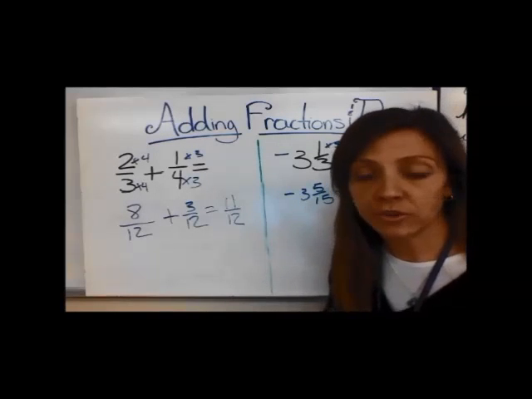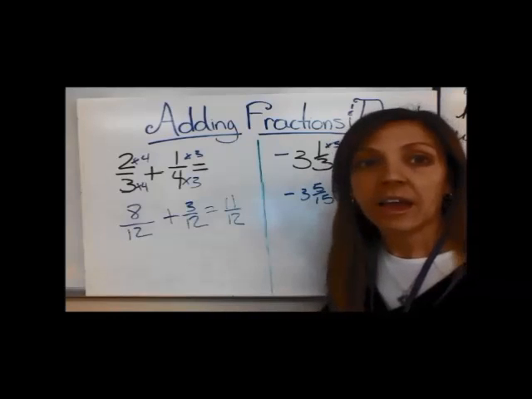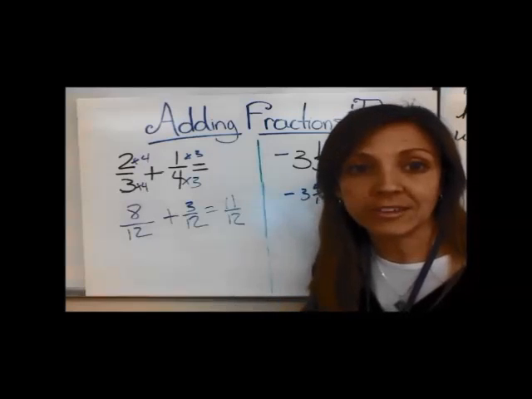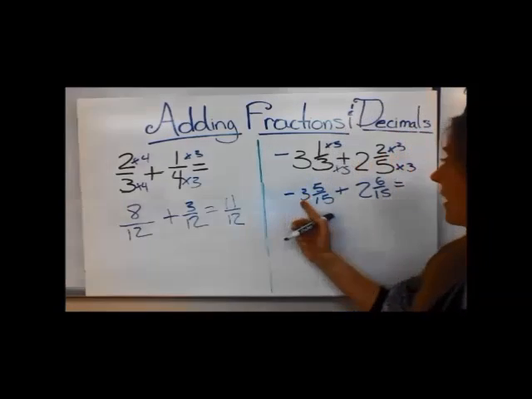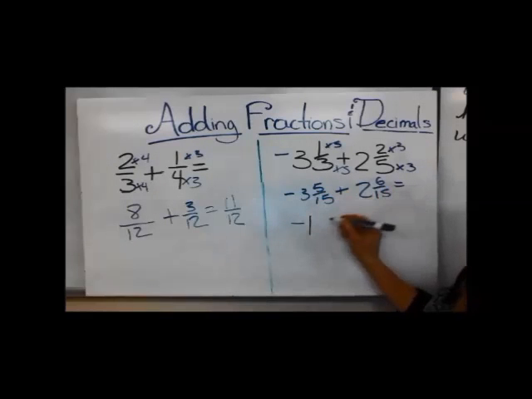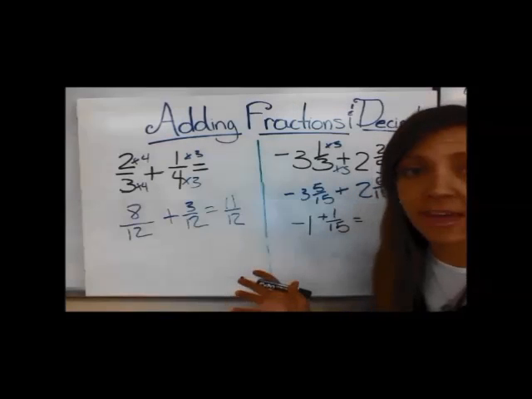Now, there's 3 different ways you could solve this one. You could go straight across and just go ahead and add them together. I'm going to show you all 3 ways, and I want you at the end of this to choose which one you like the best. Okay? -3 plus 2 is -1. -5 plus 6 is +1/15. I have a negative whole number and a positive fraction, so I'm not finished. I need to put these together.